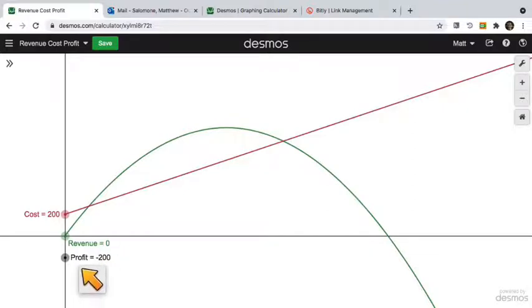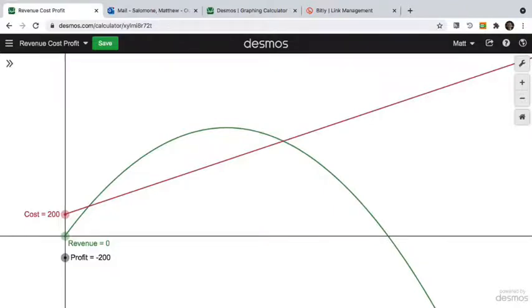So I've also labeled on here how much profit is being made in that situation, right? And as always, how do we define profit? Where does profit come from? How does it relate to revenue and cost? Where did that negative 200 come from? Yep, profit is revenue minus cost. In this case, 0 minus 200 is where I got that value from.